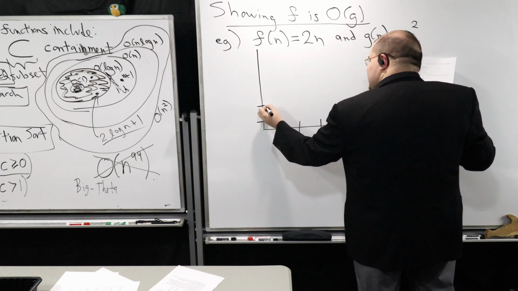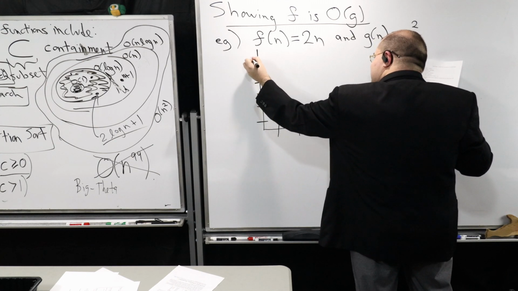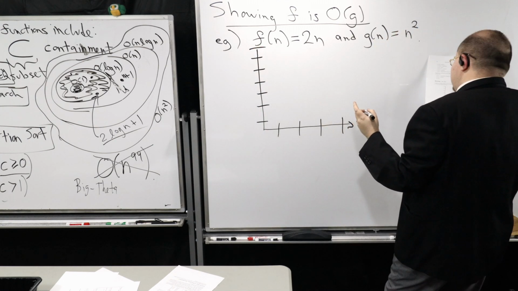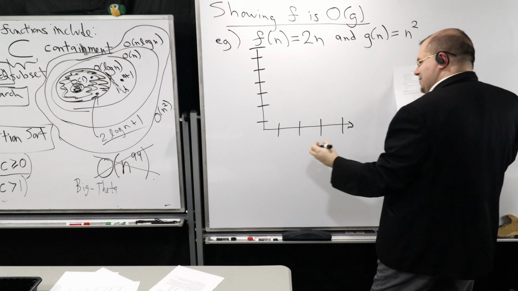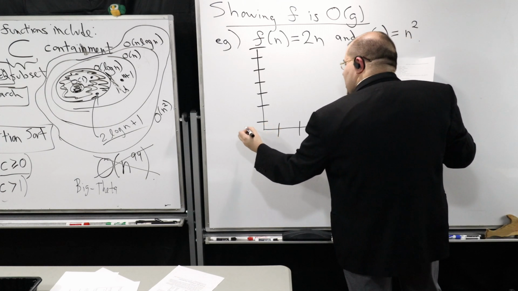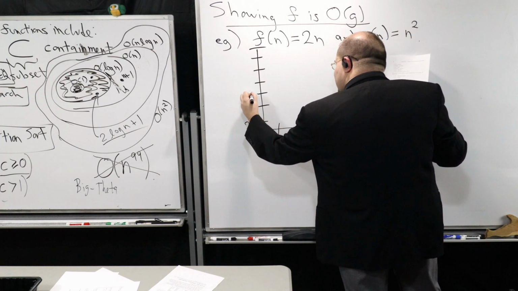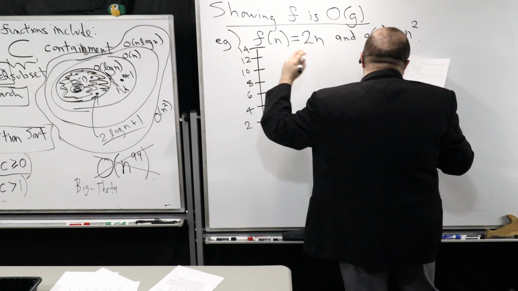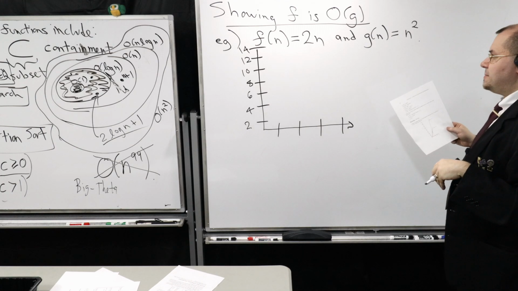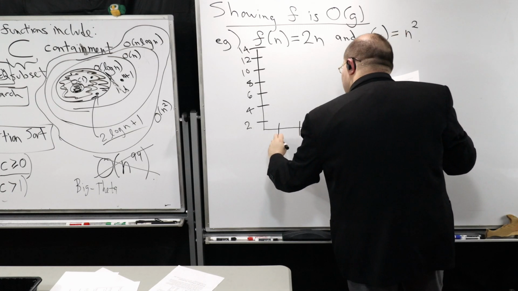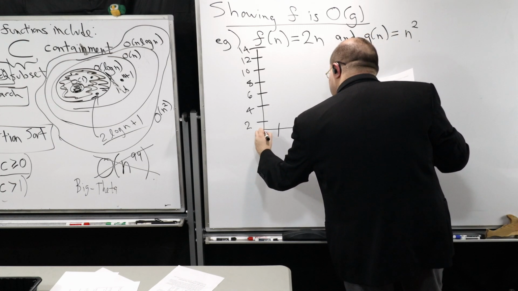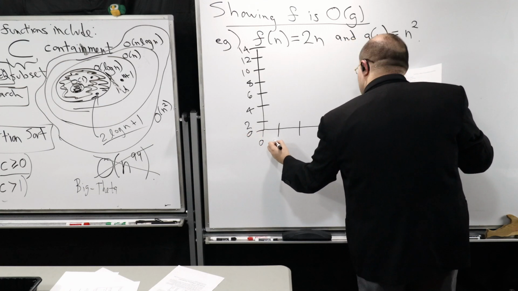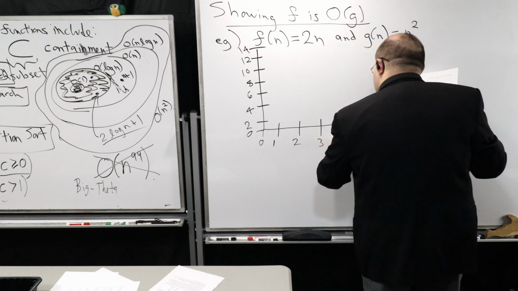So I'm gonna label my axes. Now, I don't know if I have enough ticks here. We're gonna have to be careful here. Let's see, 2, 4, 6, 8, 10, 12, 14. That'll be good enough. And I'm gonna have this starting at 0. Then I'm going to have 1, 2, 3, 4.